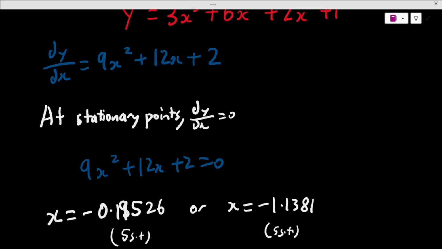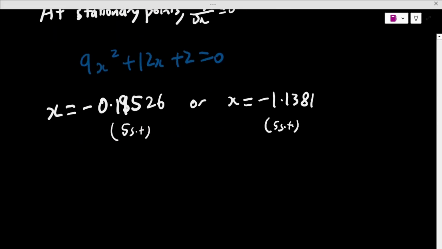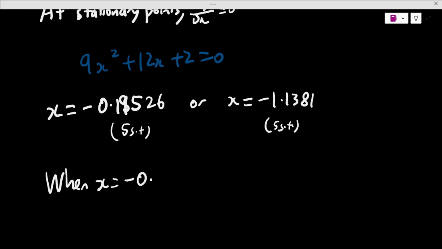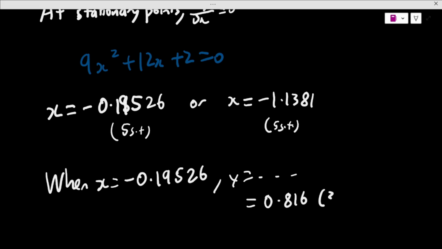Now we do want stationary points and not just the x-coordinates of where the stationary points are, so we do have to find out the y-coordinates of these points. When x is equal to negative 0.19526, y is equal to, you just sub it in. I'm just going to save you the trouble and tell you right away this is going to be about 0.816 to 3 significant figures.